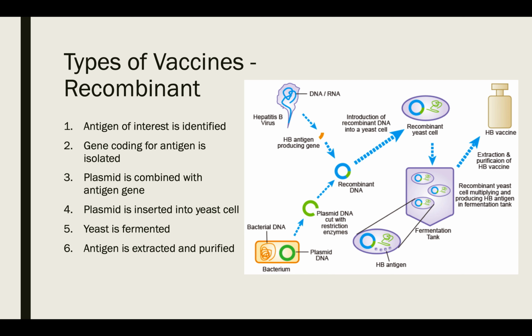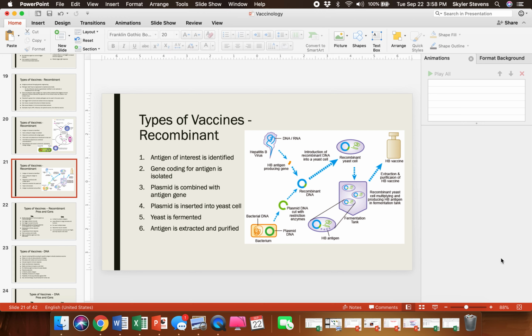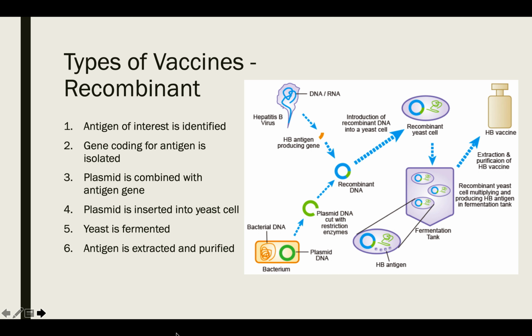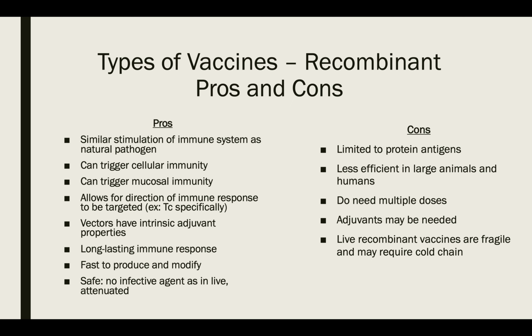It would be basically a subunit vaccine or a fractional inactivated vaccine. So kind of all of these vaccine types work together. This is technically a recombinant vaccine because it's made with recombinant DNA, but it is also an inactivated or killed type vaccine. Hopefully that makes sense. Okay, so pros and cons of recombinant vaccines.